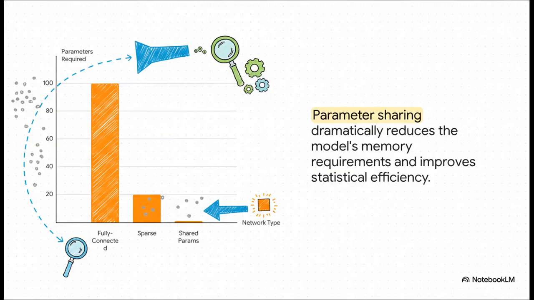And the effect this has on the model's complexity, it's just breathtaking. I mean, look at this chart. A fully connected network is a skyscraper of parameters. Our first idea, sparse interactions, brought that down to a small building. But parameter sharing, it shrinks the problem down to just a handful of parameters for each kernel. We've literally gone from computationally impossible to incredibly efficient.